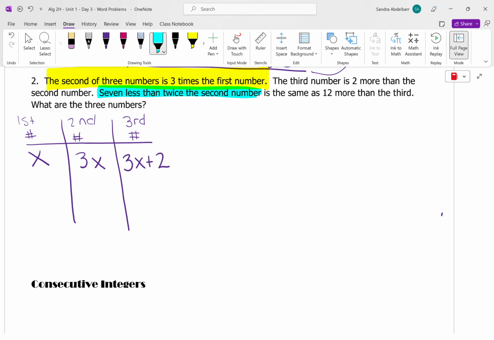7 less than twice the second number. Do we agree this is the second number, 3x? So now they're saying 7 less than, so that's going to be minus 7. Twice the second number, so now in front of that, I'm going to do 2 times 3x. That's 7 less than twice the second number.